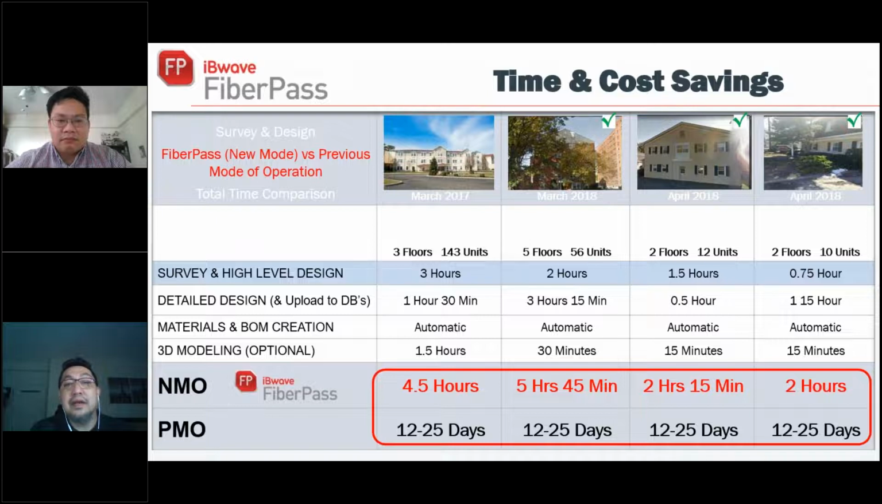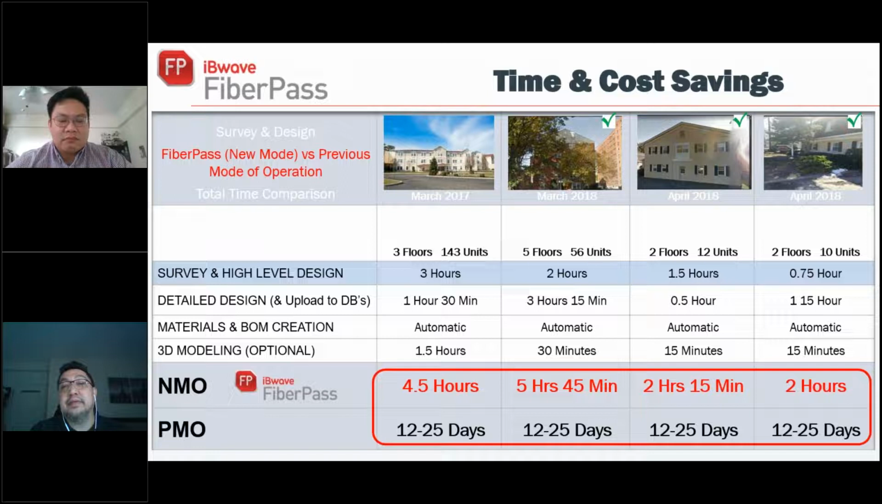For the survey and high-level design, it just took about 3 hours, 2 hours, 1.5 hours, 0.75 hours. For the detailed design, meaning using the PC-based iBwave FiberPass PC, it took them just an additional 1 hour and 30 minutes, 3 hours and 15 minutes, 0.5 hours, and 1 hour and 15 minutes.